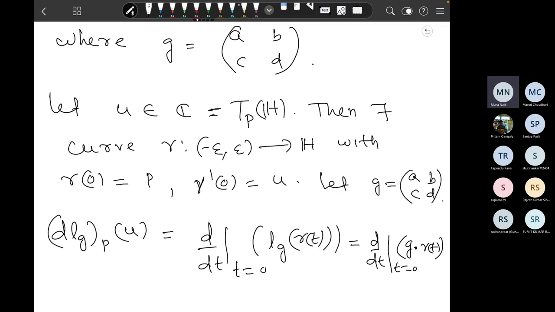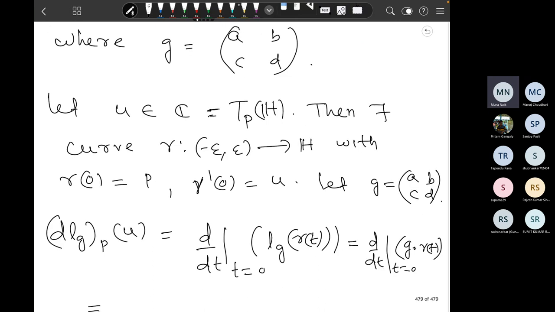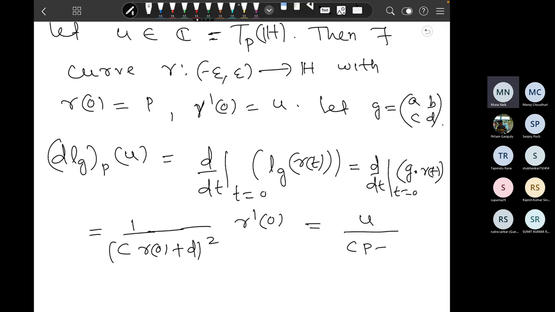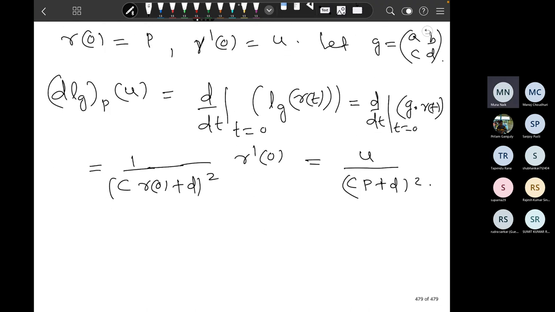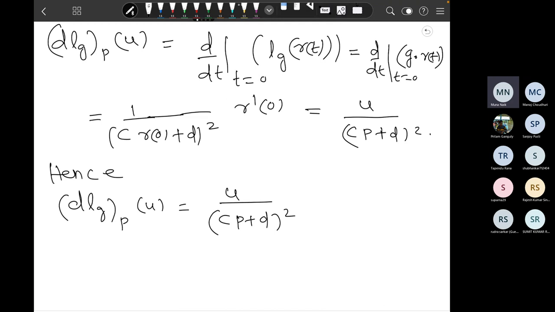So if you apply this thing, d by dz of g dot z, you apply the chain rule. So that will give you 1 by (c gamma(0) + d) squared, and gamma prime 0. But gamma prime 0 is equal to u. So you will get u by (cp + d) squared. So hence we get this dL_g at p of u equal to u by (cp + d) squared. Okay, let us call this a double star.